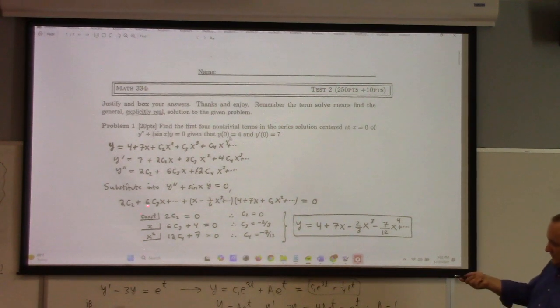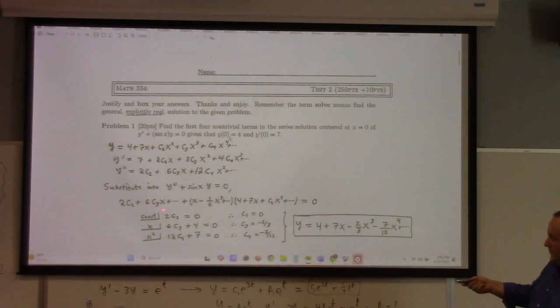For x, I've got 6c3 here, and over here the only way to get an x is from this x times 4. So that gives me plus 4, and so c3 is minus 2/3. And then for x squared, I get the next term here that I haven't written, which is this 12c4x squared. Over here, the only way to get x squared is from x times 7x, which gives me a 7. Notice that everything else is cubic or higher order. So the only way to get x squared is from this x times that 7. And so lo and behold, I get c4 is minus 7/12, which then putting it all together gives me this.